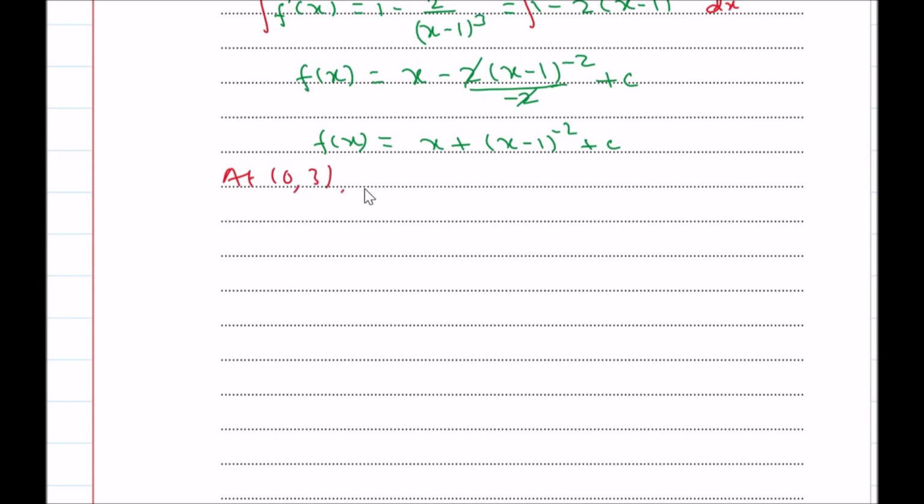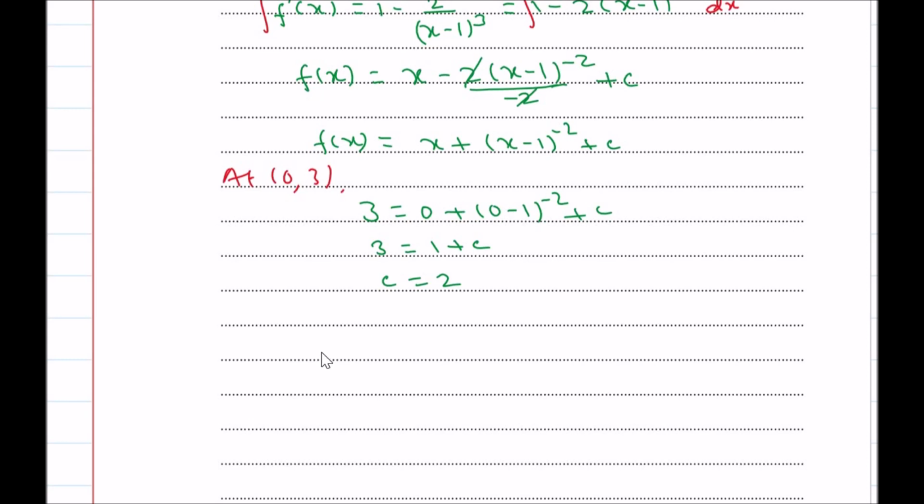What will happen? 3 equals 0 plus (0 minus 1) to the power minus 2 plus c. So 3 equals 0 plus 1. This (minus 1) to the power minus 2 becomes positive 1. So plus 1 plus c. So c equals 3 minus 1, that is 2.